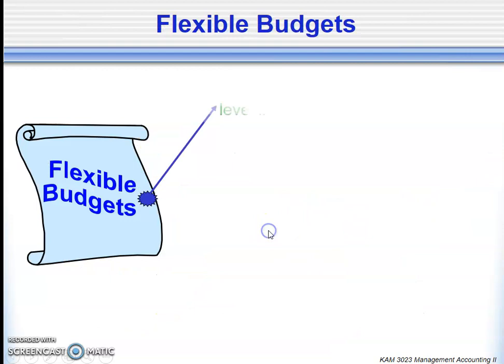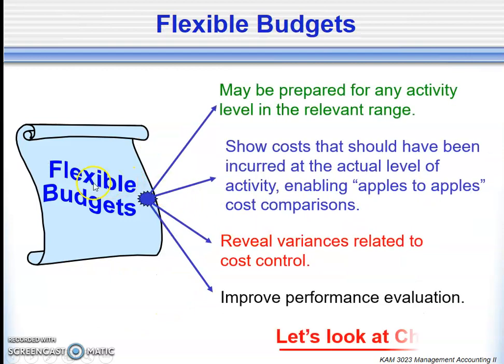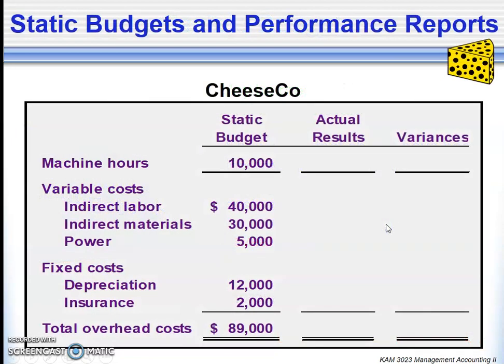Alright. So take a look at the flexible budget. It may be prepared for any activity level in the relevant range. It shows costs that should have been incurred at the actual level of activity, enabling an apples to apples comparison. Review variances related to cost control, improve performance evaluation. So we take a look at the example.